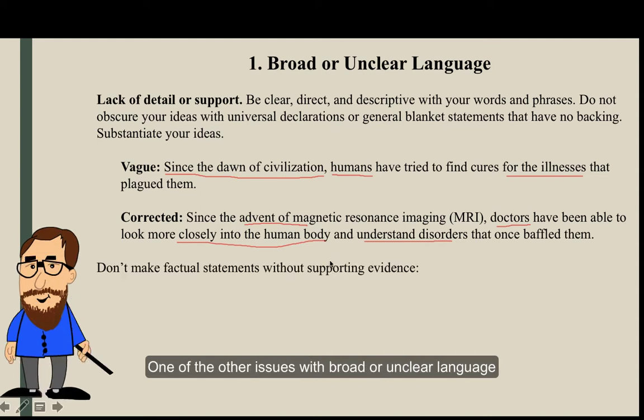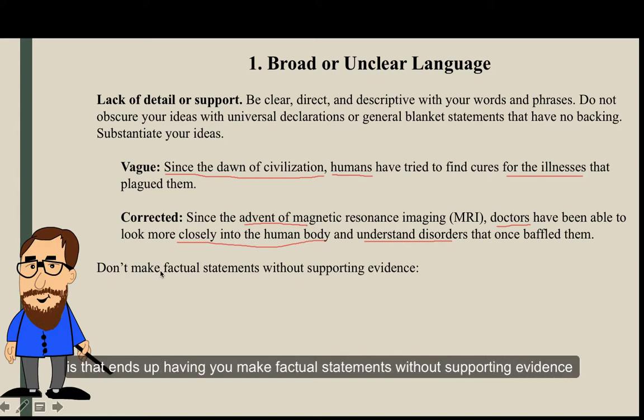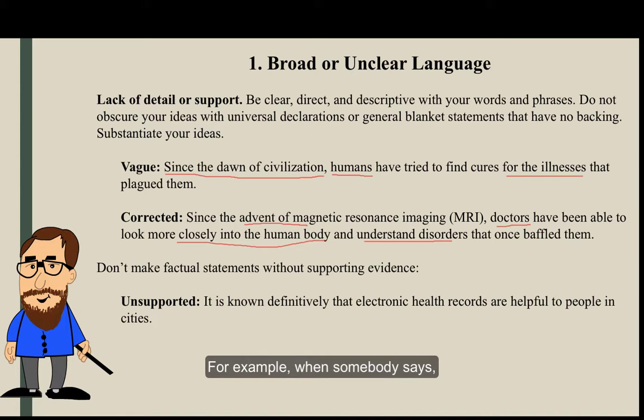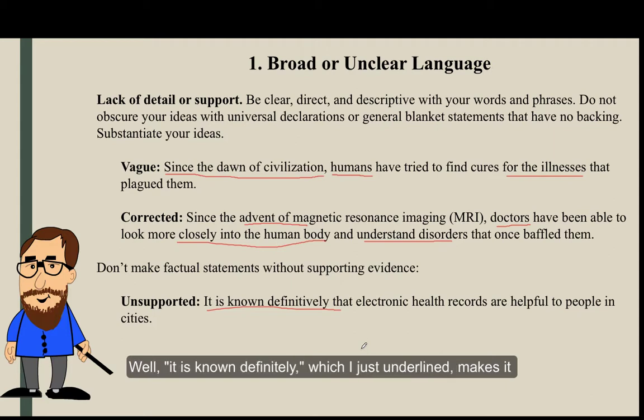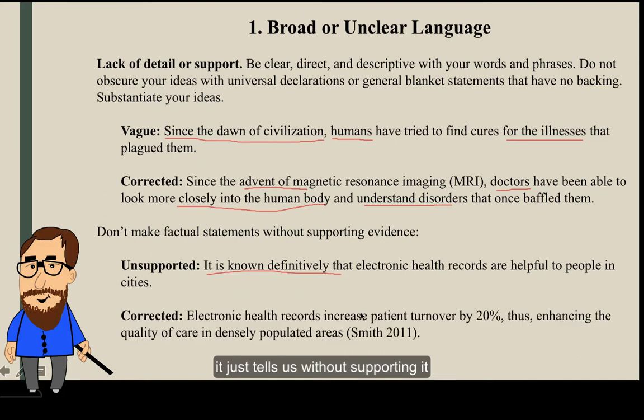One of the other issues with broad or unclear language is that it ends up having you make factual statements without supporting evidence. For example, when somebody says, "It is known definitively that electronic health records are helpful to people in cities." Well, "it is known definitively," which I just underlined, makes it a factual statement that electronic health records are helpful to people in cities. But it doesn't really tell us, as a standalone sentence, how that's possible. It just tells us without supporting it.